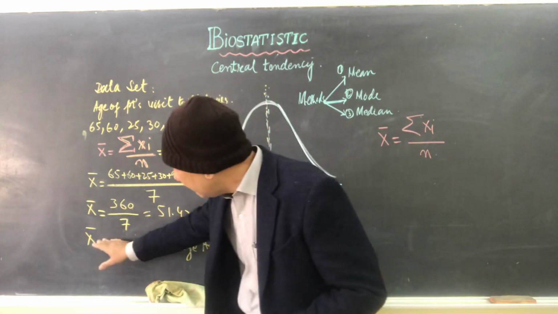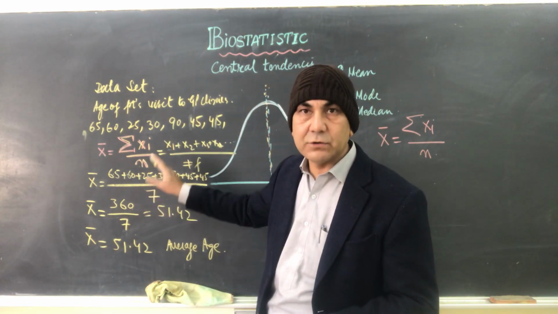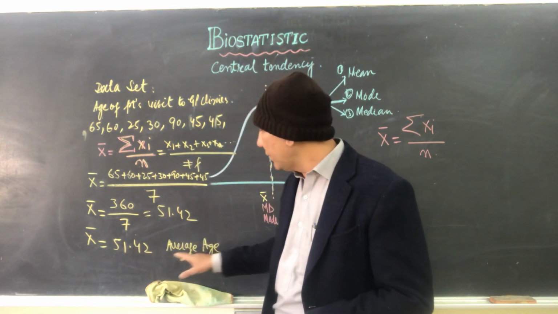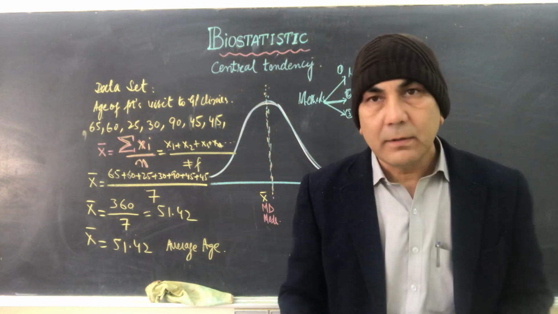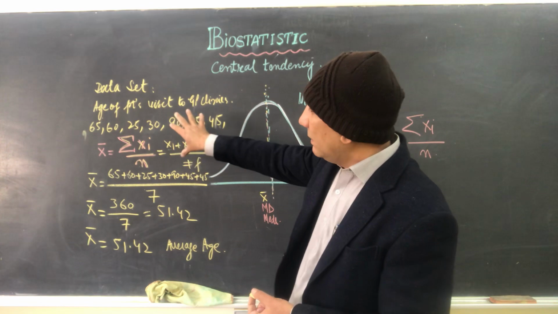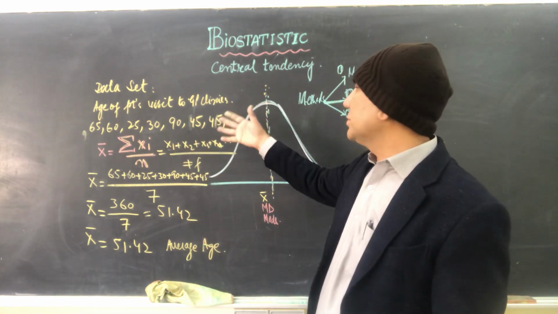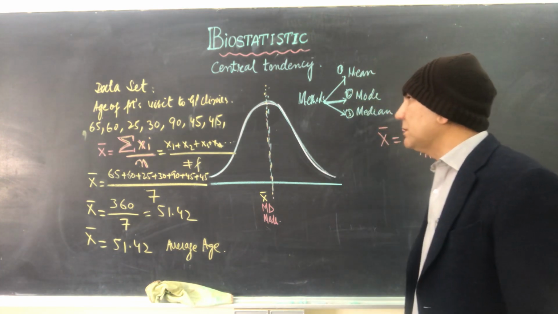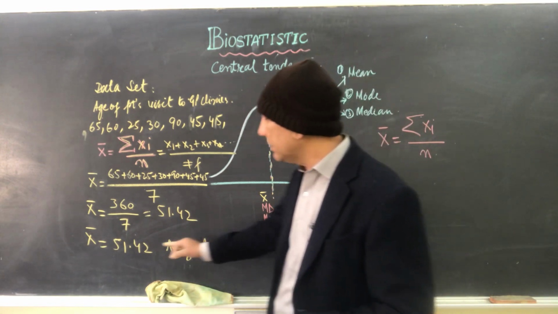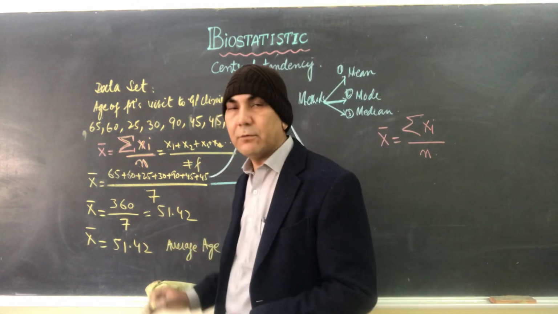The average mean of this data set of the age of the patients comes up to 51.42 years. So by this, we were visualizing that mostly the people who visited the GP clinic were elder people, but actually the people are of the adult age group, 51.4 years.